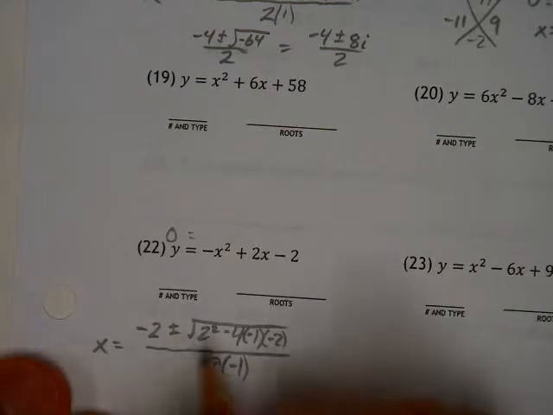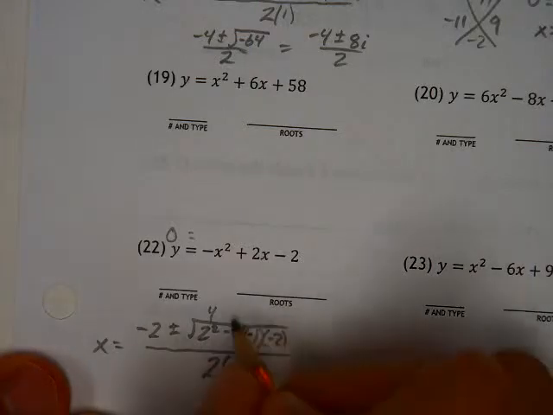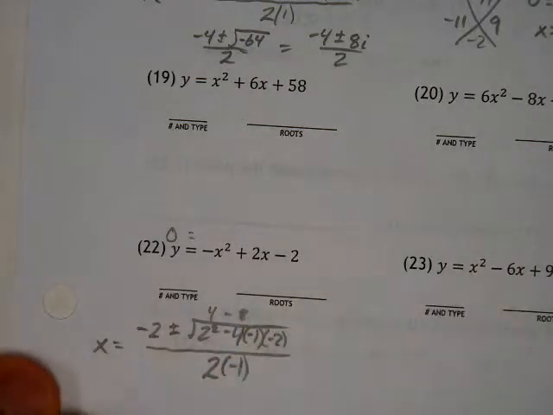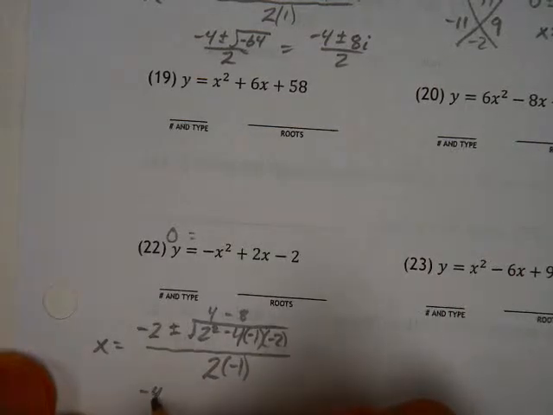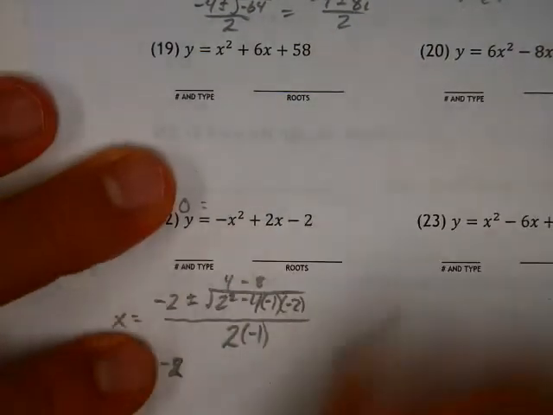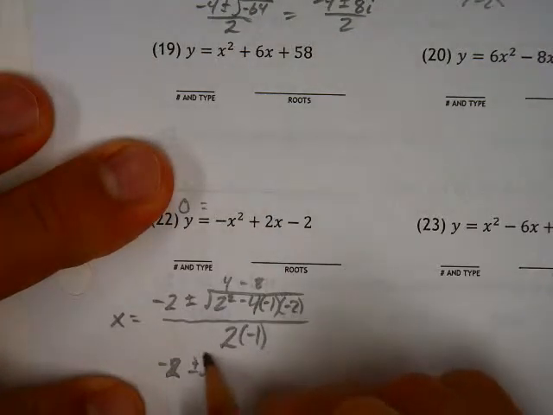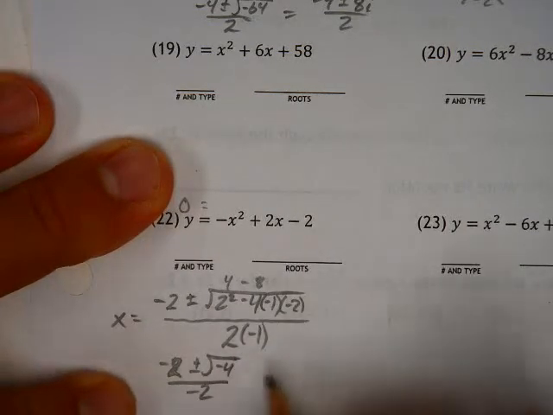Good to know. So this is a 4, and we're subtracting, and it's a negative times a negative times a negative, so it is in fact a negative, minus 8. Okay, so 4 minus 8 is a negative 4. Well, look what we have here. Negative 2 plus or minus the square root of negative 4 all over negative 2.